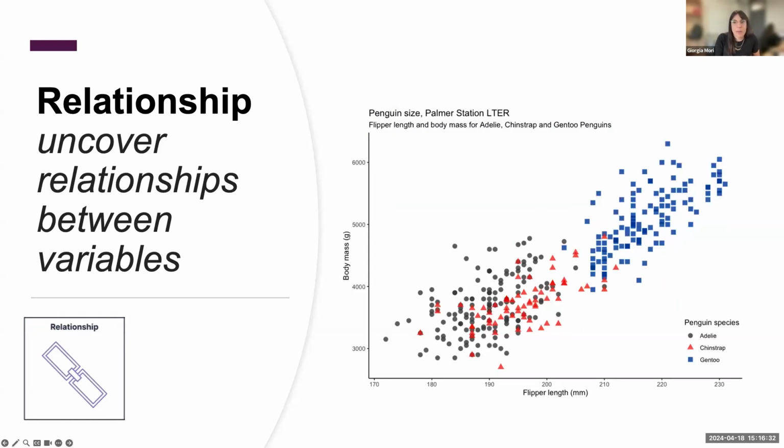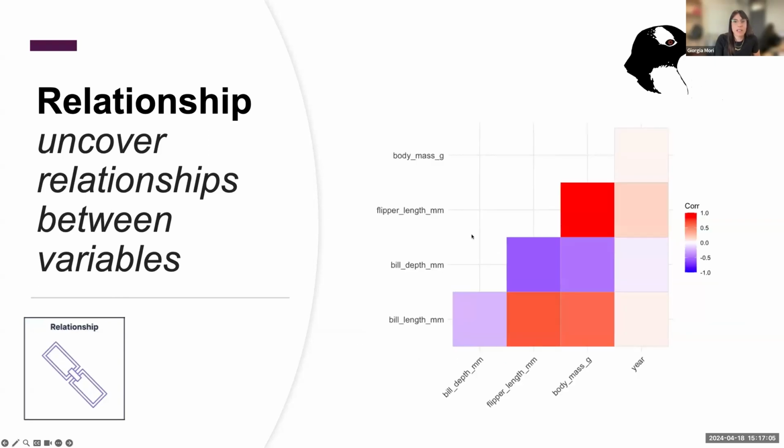So using, again, our penguin data set, we can plot the relationship between the flipper length and the body mass of our penguins. Each species has a different color, flipper length on the x-axis, while the body mass is on the y-axis. And we can clearly see that the longer the flipper, the higher the body mass. If we want to plot the relationship between all of the measurements that have been taken from these penguins, we will have to use a heat map. And here again, you can see that flipper length and body mass are highly positively correlated.